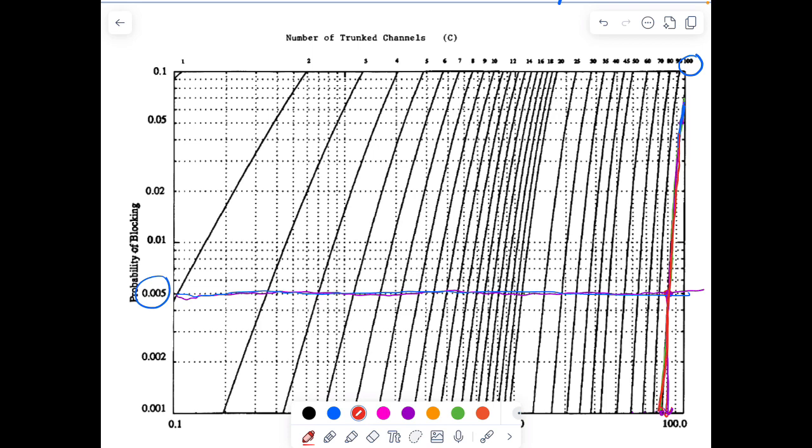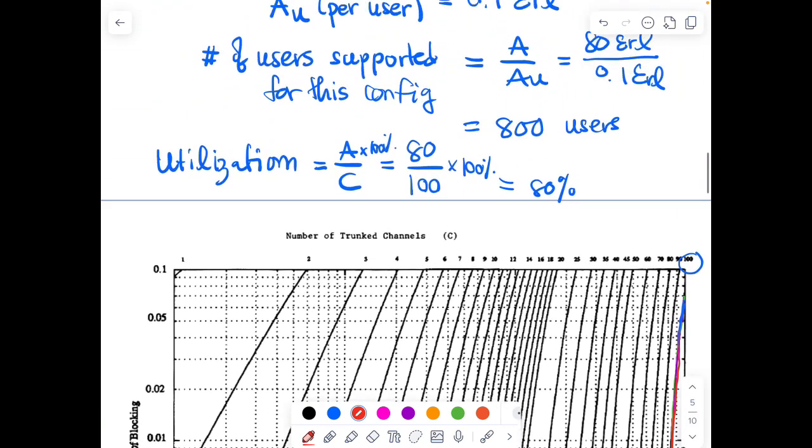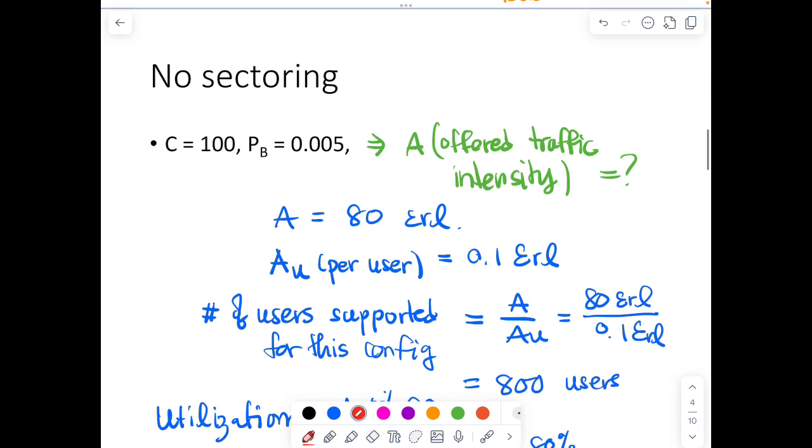Okay. So you see that this is the point of interest, and if you look at the A here, right? Okay. So here's 100. This is 90. So this is 80. Okay. So A, or total traffic intensity, is equal to 80 Erlang in this case. Okay. This is obtained from the Erlang B chart.